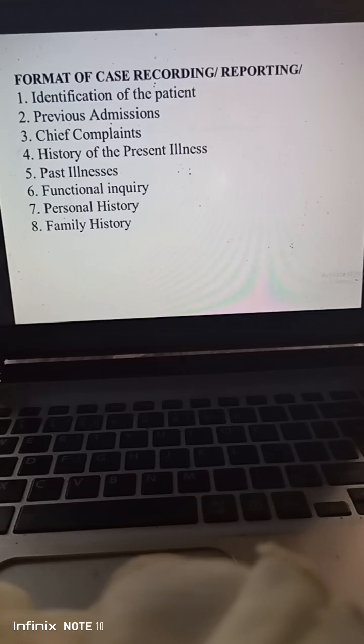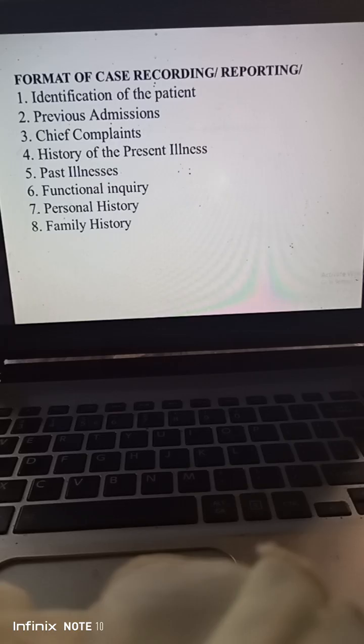The second thing that you have to mention is previous admission. You have to ask about the patient's previous history of admission, whether the admission was due to the current problem or any other problem. You have to clearly mention the previous admission and what the outcome was, what drugs were given to this patient, and what the outcome of the admission was at that time. Was the patient improved or was the patient's condition worsened? You have to mention all these things in the previous admission. The next important thing that you have to mention is the chief complaint of the patient.